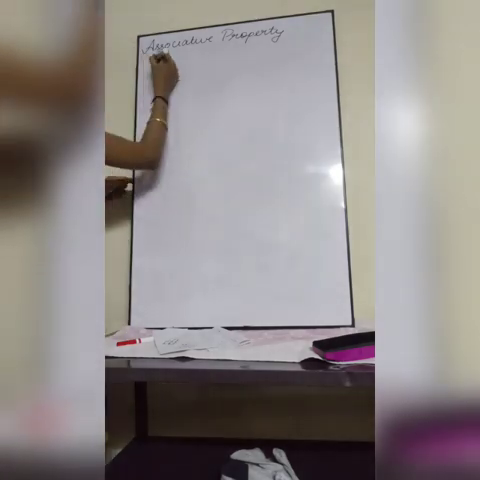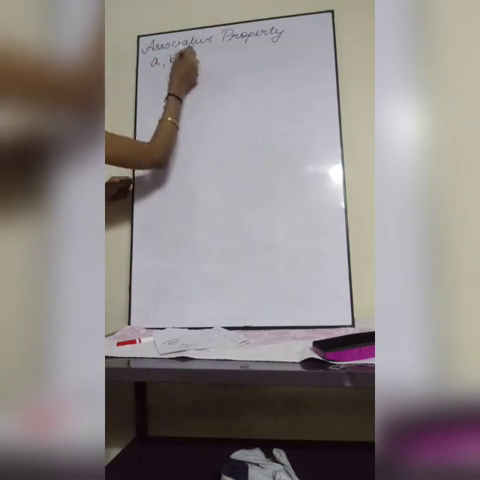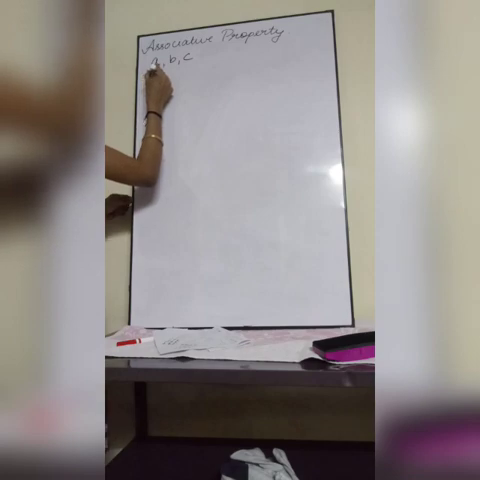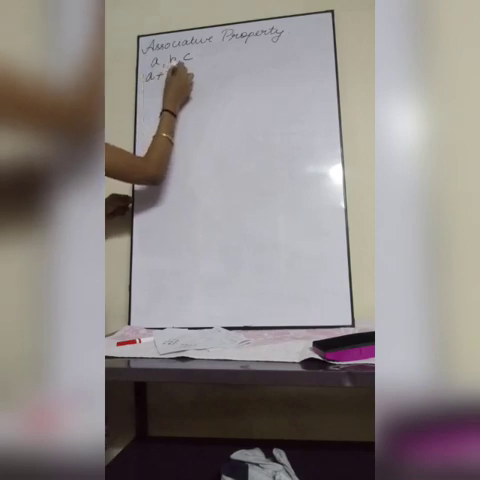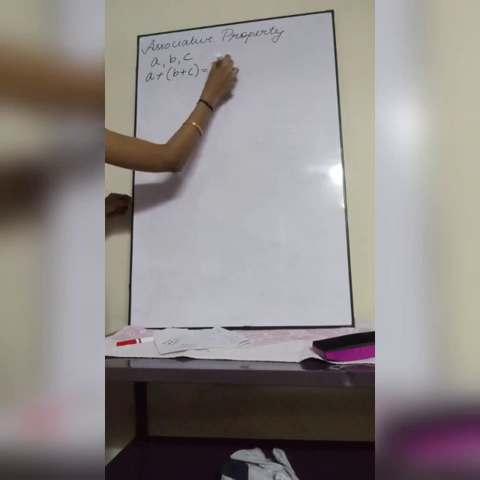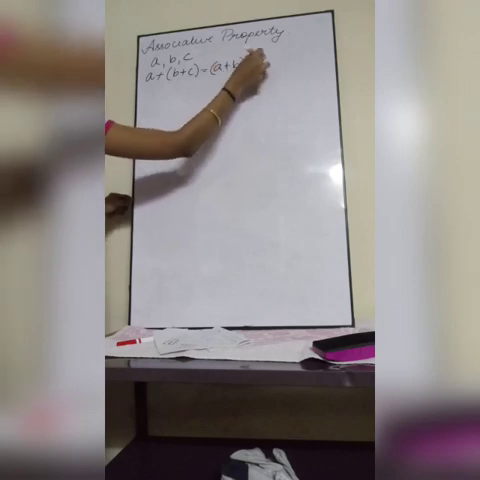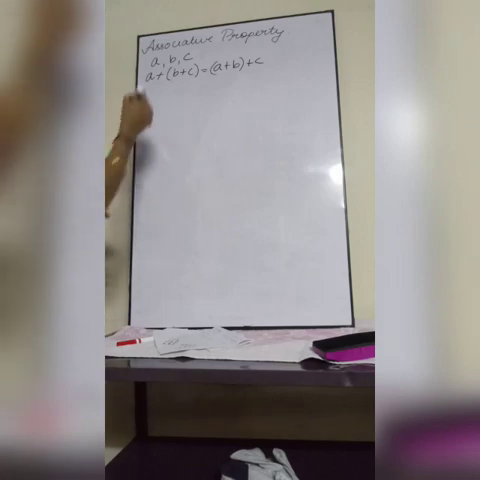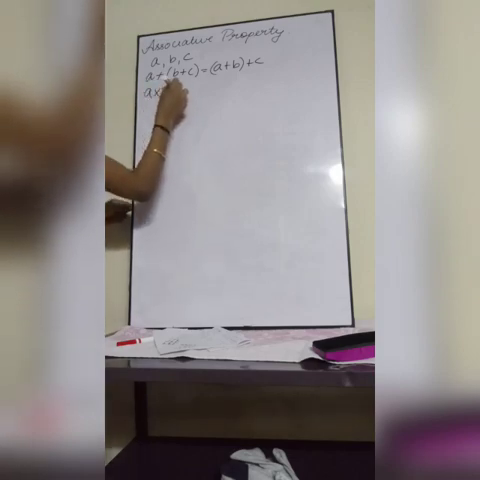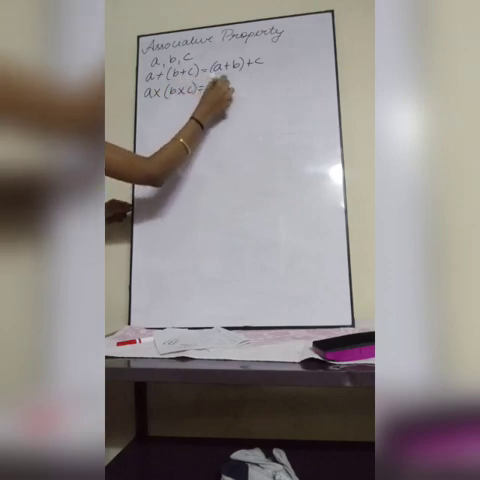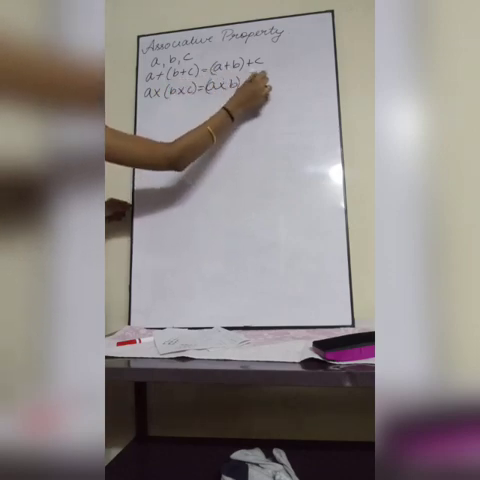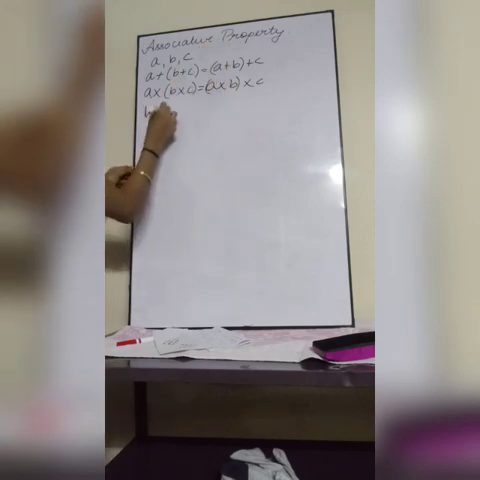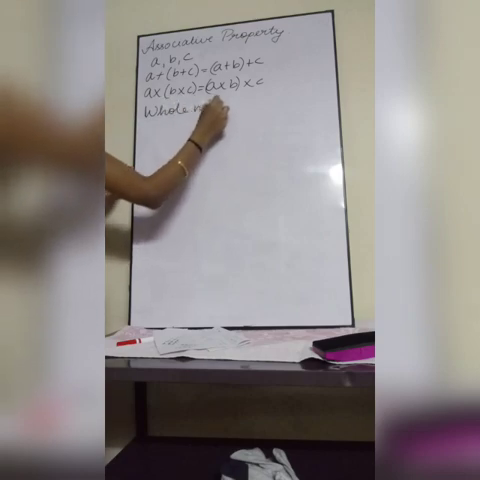So let us take the three numbers as a, b, c. Actually associative property, how it will look means for addition, (a plus b) plus c equal to a plus (b plus c). So this is how the associative property will be for addition. Next, for multiplication, (a into b) into c equal to a into (b into c). So now I will take for whole numbers. Associative property for whole numbers.